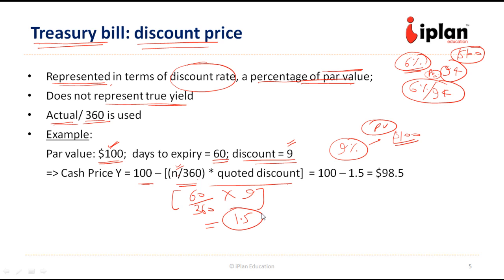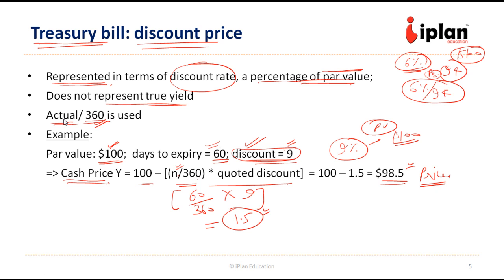That is 1.5. So 1.5 is the actual discount for 60 days, and when we subtract from 100 it becomes 98.5. So this is the price at which this treasury bill is being traded at, that is cash price, and it is represented as discount of 9. But we need to remember that this discount which is given is always for 360 days. Since in this case the actual days to expiry were 60, so that is to be used in numerator.